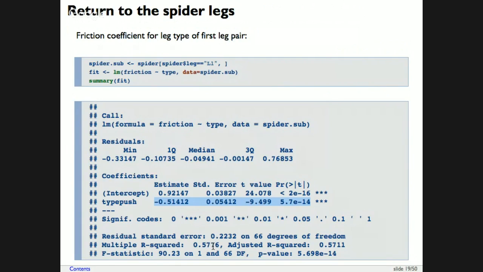We have this R squared coefficient of determination, which you can think of as the proportion of variability in friction coefficients that was described by this model, by pushing and pulling. You can even think of it as 57% of the variability in friction coefficient being described by the systematic part of this model. And finally, we have this F statistic that gives us basically the same p-value as we had here. I'll talk a little bit about the F statistic later.